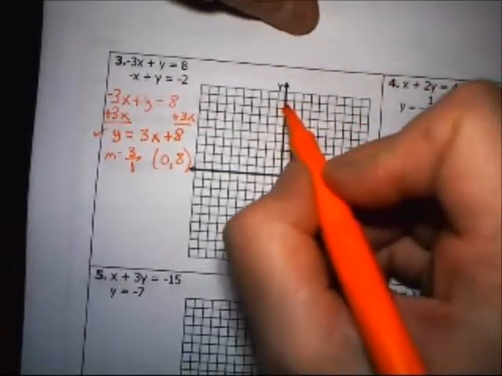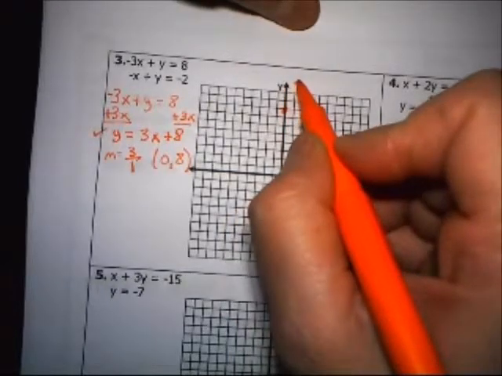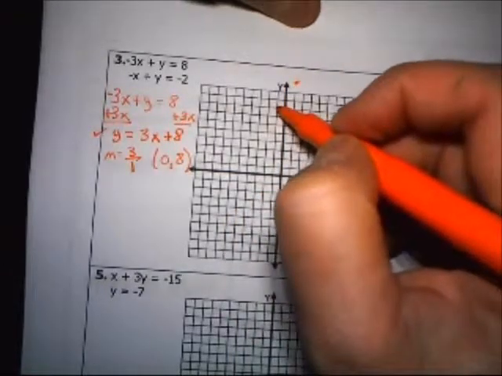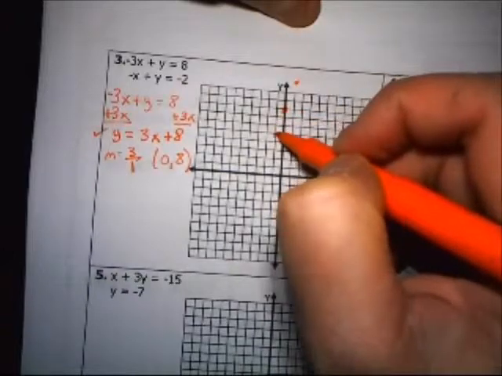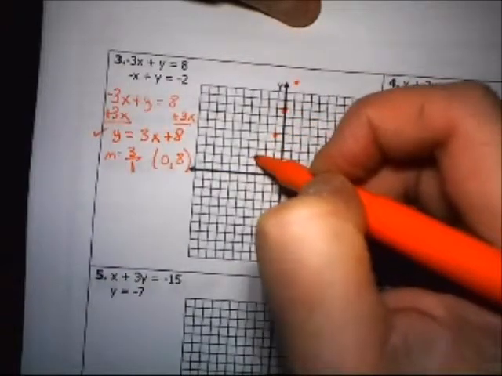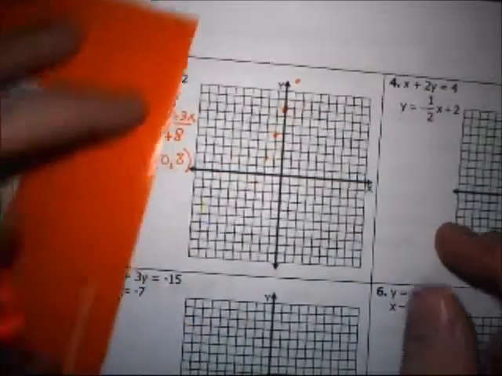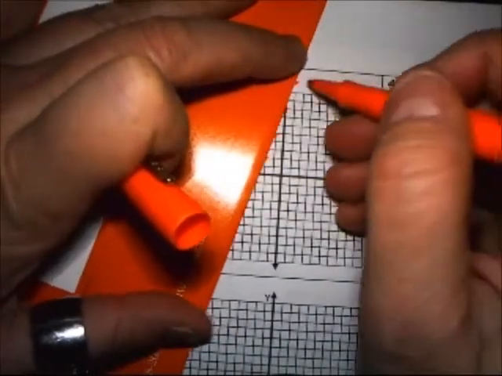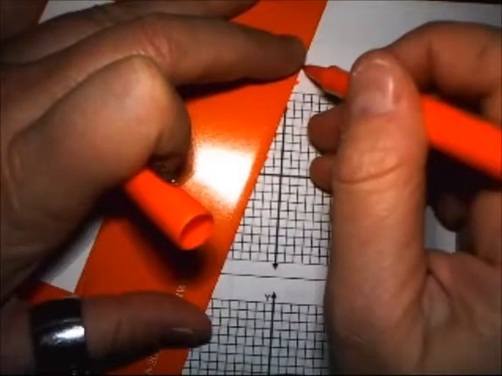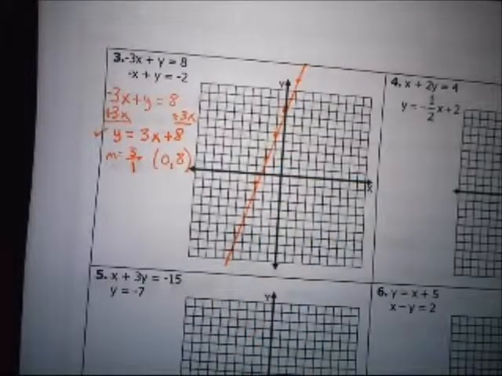If I plot 0, 8 and then go up 3 and over 1, I'm off my grid, so I'm going to go the opposite direction. 3, back 1, 2, 3, back 1, 2, 3. So I have my line.